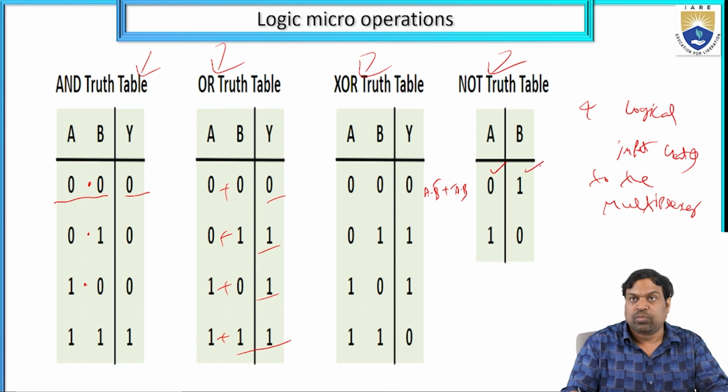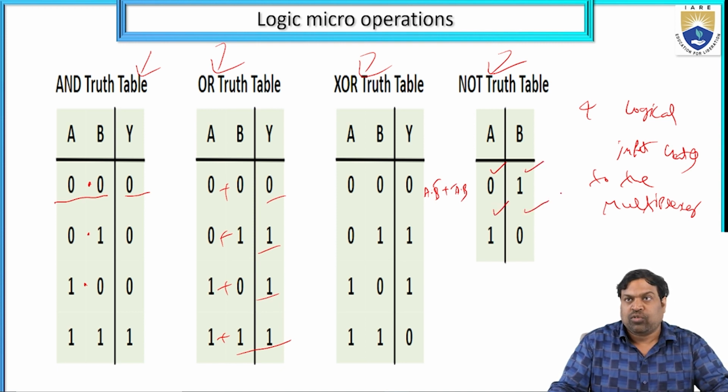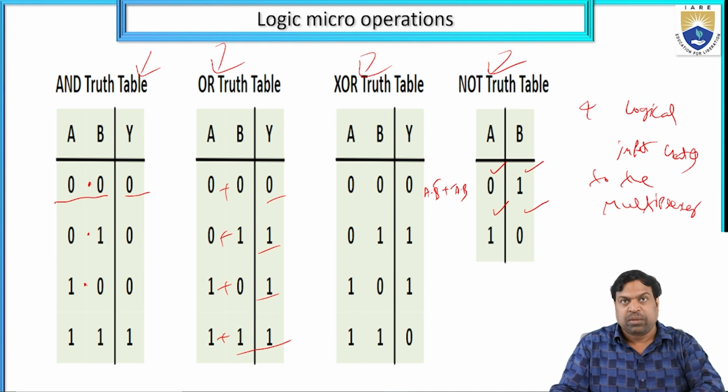If I'm giving 0, output is 1. If I'm giving 1, output is 0. That is a NOT gate. So a total of 4 logical gates are applied to the multiplexer.